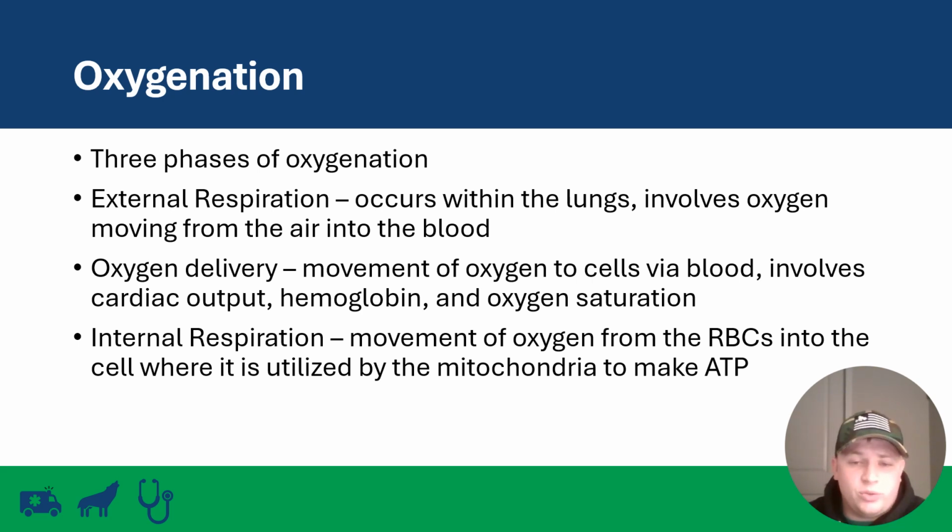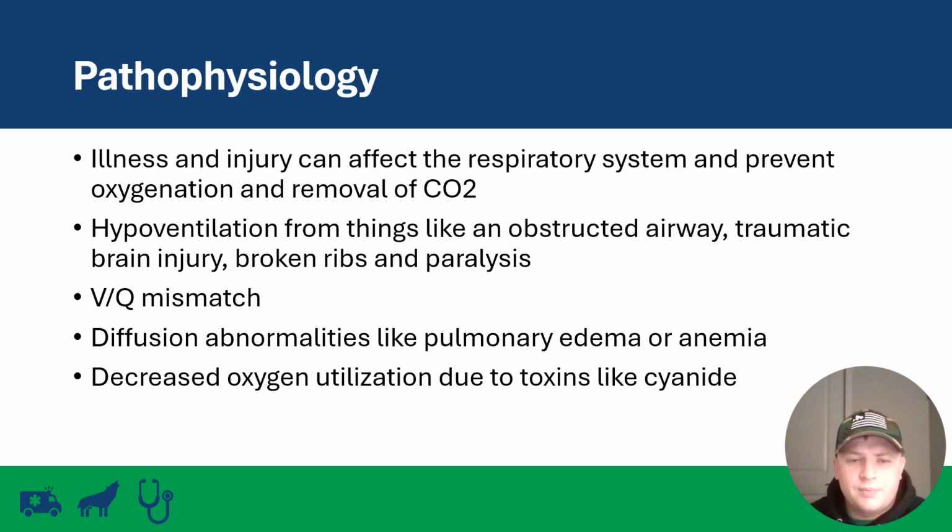And then we have internal respiration, which is the movement of that oxygen off of that red blood cell into the cell, where it can be utilized by the mitochondria so it can make more energy, or make ATP. Internal respiration is sometimes called cellular respiration. But this is a little bit more key information about oxygenation.